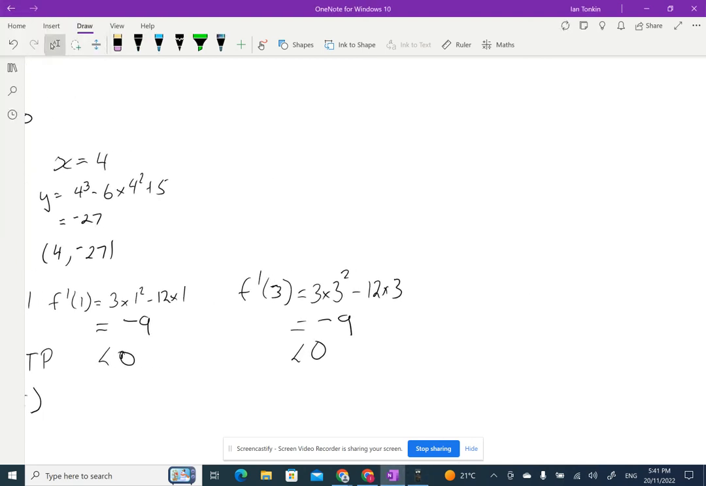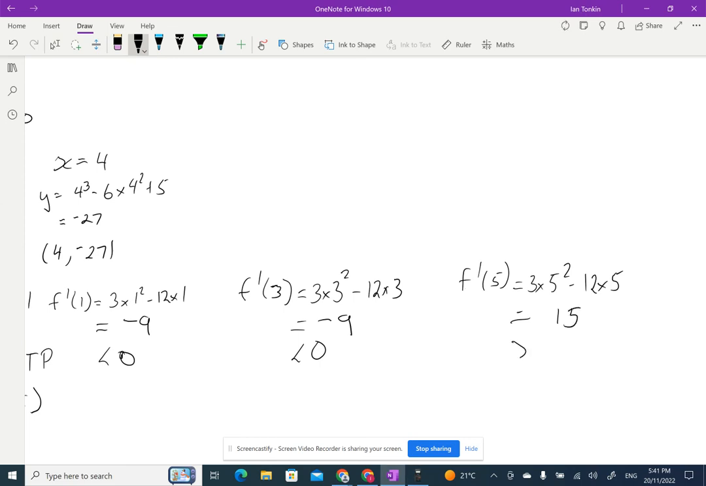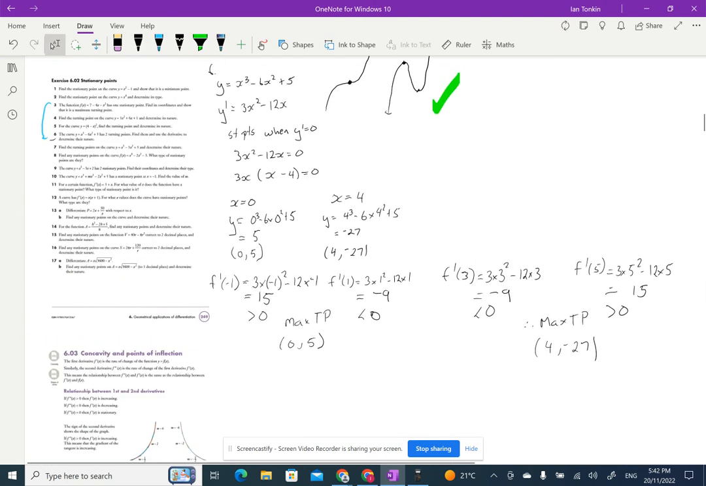And now I'm going to do f dash of 5 equals 3 times 5 squared minus 12 times 5. And again, I go back to my calculator. This time I type in 5, go yep, use my back arrow, equals 15, greater than 0, goes from negative to positive, therefore max TP at 4 and negative 27. And that's all you have to do.